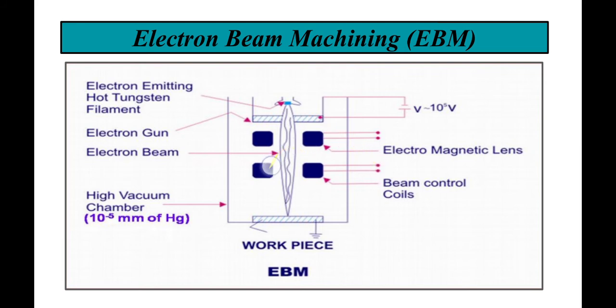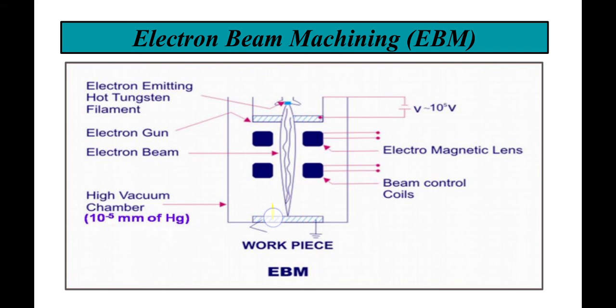Then the beam control coil is there, and you can see here this is the electron beam, in which the electrons are moving at a velocity close to the light. When such high-velocity electrons, although they have negligible mass, move at such velocity, the kinetic energy, half m v squared, becomes so large that they create a very high temperature at the point where they hit the workpiece surface.